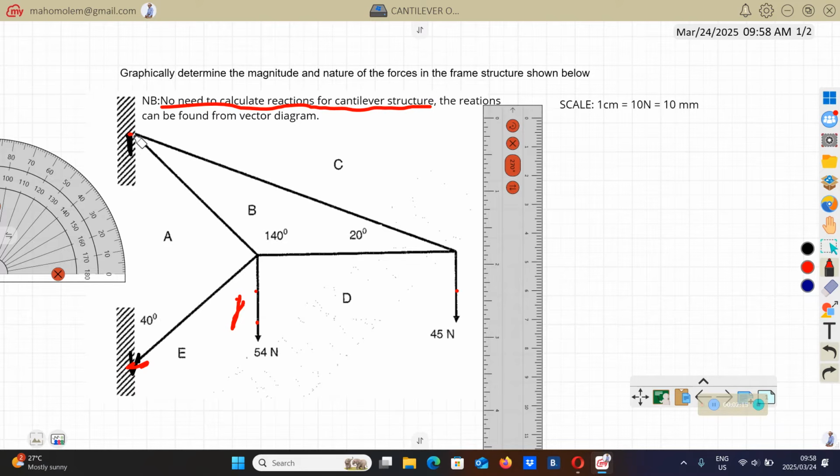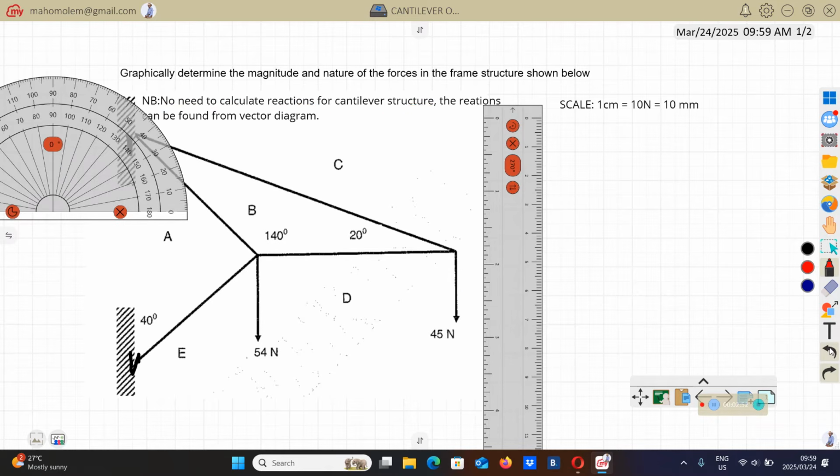There will be a reaction force here and a reaction force here. So between these reaction forces, this space, we call it A. And again, between this reaction force here and then this force, this whole space, we're going to call it space E. So that is the first thing that you need to do. Sometimes the question will appear already having these spaces named for you, but sometimes the question won't name the spaces. So the first thing to do will be to name those spaces.